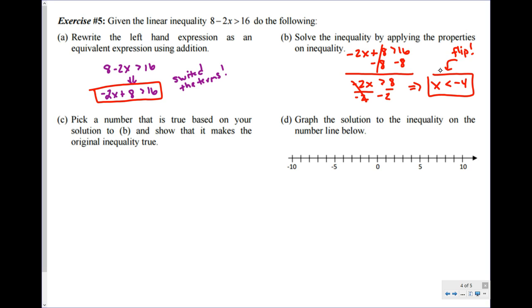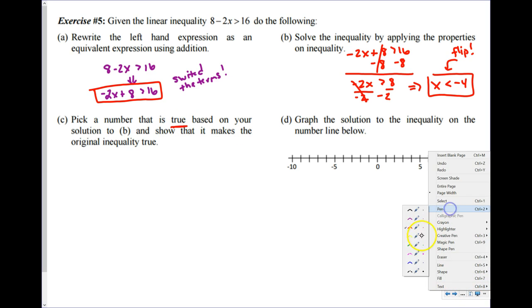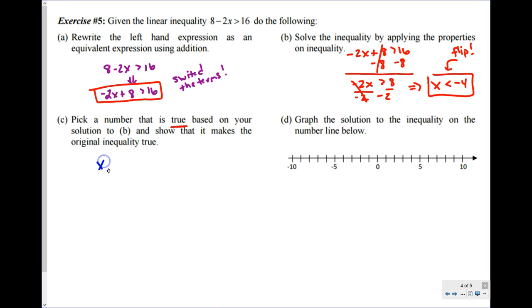Okay? Letter C says pick a number that is true based on your solution to B. So here's my solution to B. I'm going to rewrite it. x is less than negative 4. Let's pick a number. What's a number less than negative 4? How about, let's pick 0. Okay, 0 is less than negative 4. So now I'm going to plug in 0. When I plug in 0, I get 8 minus 2 times 0 is greater than 16.